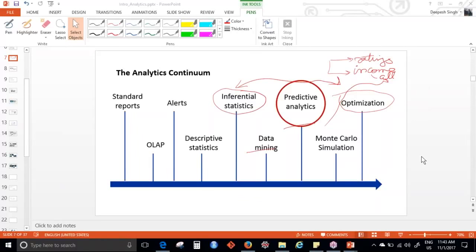Sabarna asks me, can you elaborate on Monte Carlo simulation? Sabarna, this is a very beginner's class, and I have myself not worked a lot on Monte Carlo simulation. I have just done it once. You can do Monte Carlo simulation on Excel also. I have done it on Excel long ago, so I don't remember exactly, honestly. But this is where it is used.